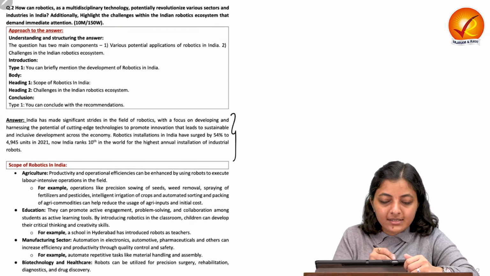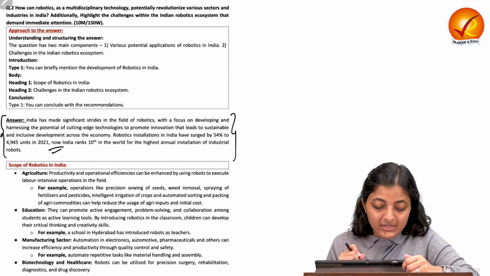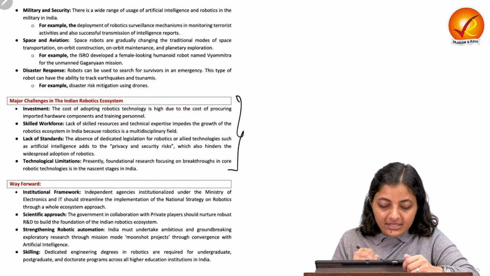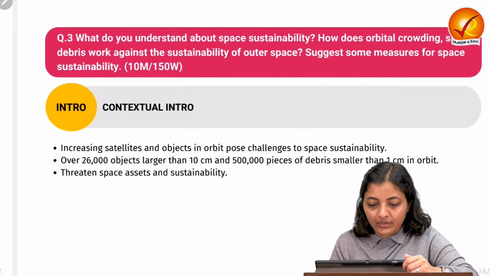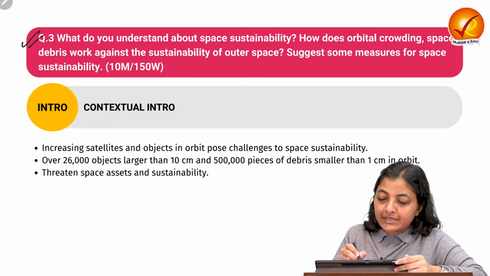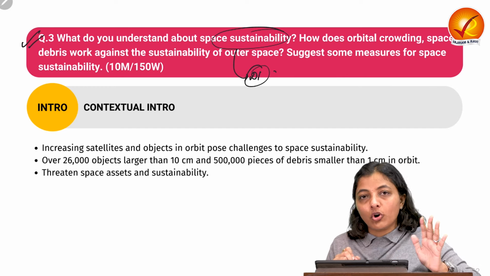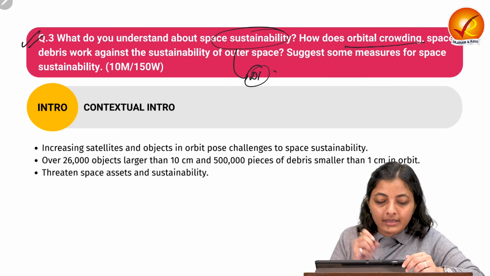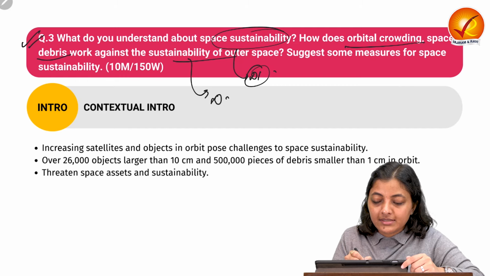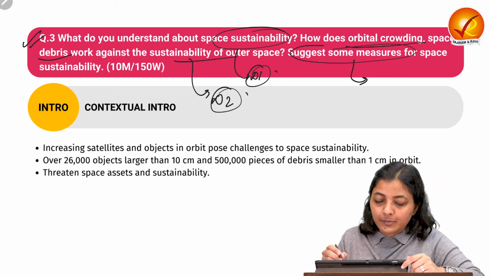Coming to the model answer, start with some data on where India stands on the global scale in the robotics ecosystem, then the scope of robotics in India, then major challenges and way forward. Okay. Moving on to the third question. What do you understand about space sustainability? This is demand one. Next is how orbital crowding and space debris work against the sustainability of outer space. This is demand 2. Then we need to suggest some measures for space sustainability.